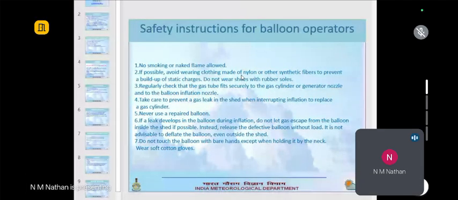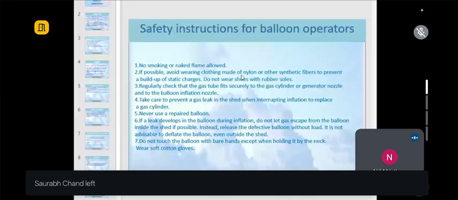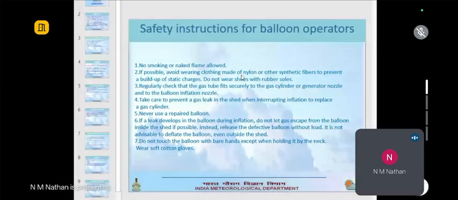Regularly check the gas tube fits securely to the gas cylinder, the generator nozzle, and the balloon inflation nozzle. You have to attach the nozzle to the balloon inflation and attach the regulated weights, depending on how much gas you want to add to the balloon, the weight of the sonde, the ascending rate, etc. All these things you have to take into consideration while filling the balloon.